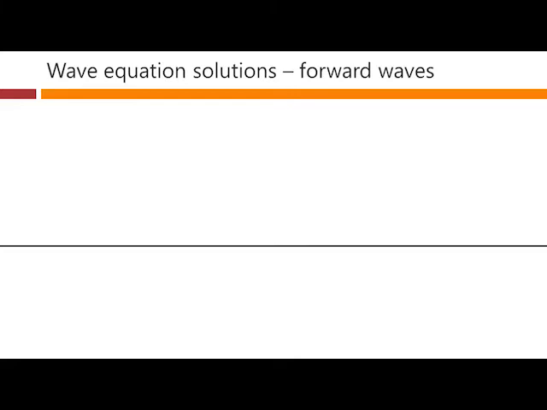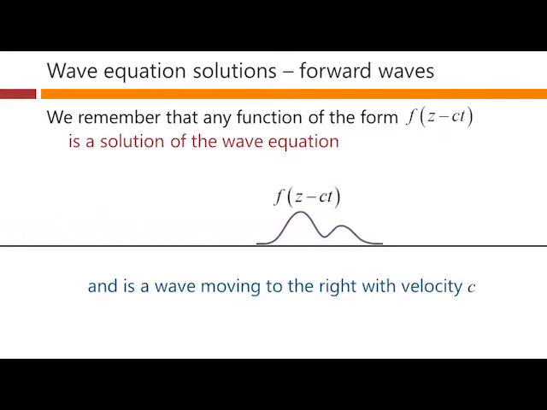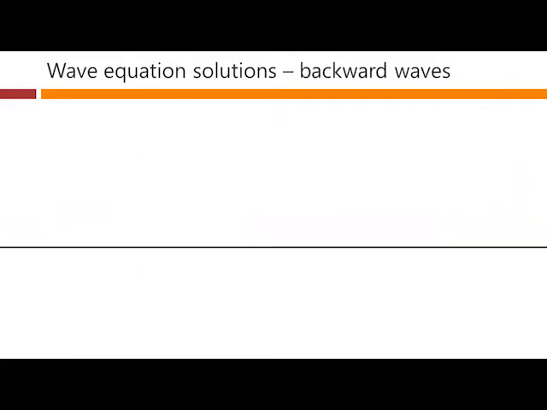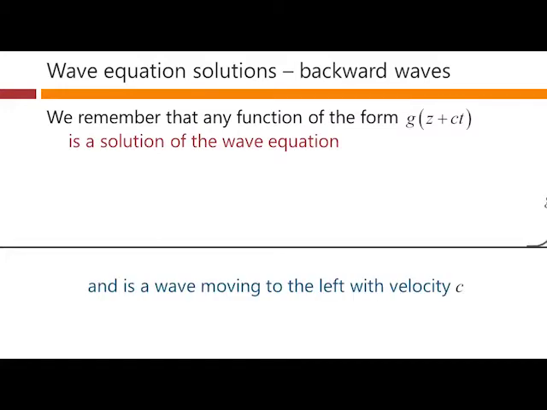So we can look at our classic wave equation solutions. We can check these out. We remember that any function of the form f of z minus ct is a solution of the wave equation, and it's a wave moving to the right with velocity c. And similarly, any function of the form z plus ct is a solution of the wave equation, and it's a wave moving to the left with velocity c. So we're just using c here as the wave velocity, which would be the v in our previous equation.